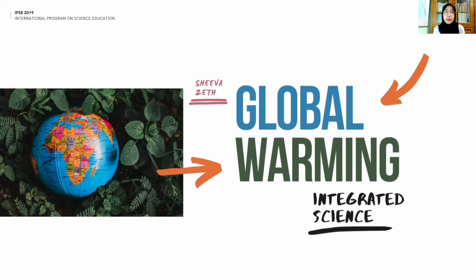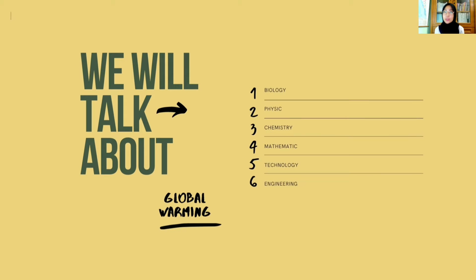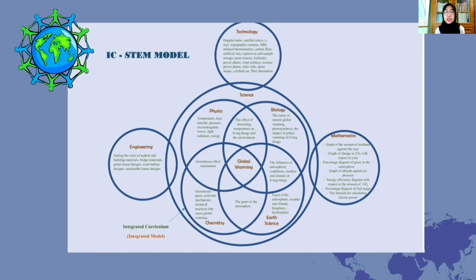Hello everyone, in the previous video, I already gave you a general explanation about global warming. Today, it's still about global warming, but global warming as it relates to several topics such as science, mathematics, technology, and engineering. For those who haven't watched the video before, the video link can be seen in the description box. As you can see, there are a lot of links between global warming and science, technology, engineering, and mathematics. But this time, we will only discuss a few points.